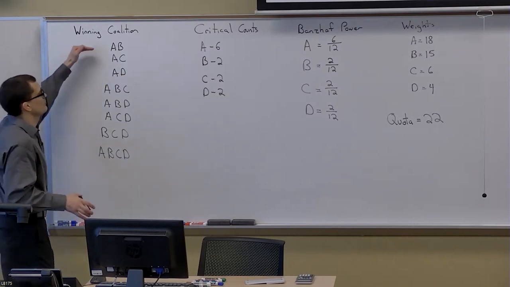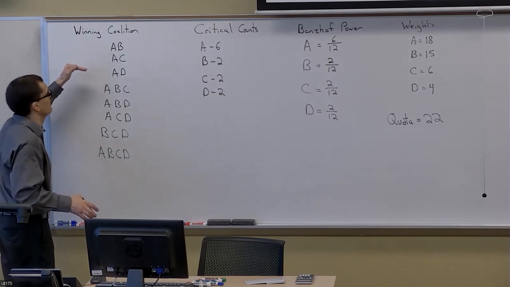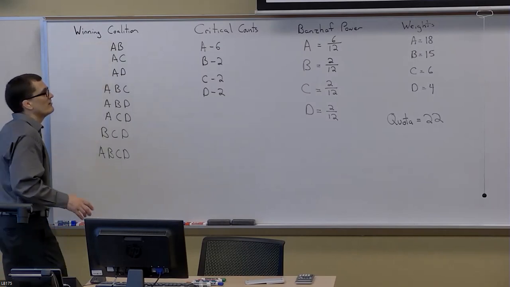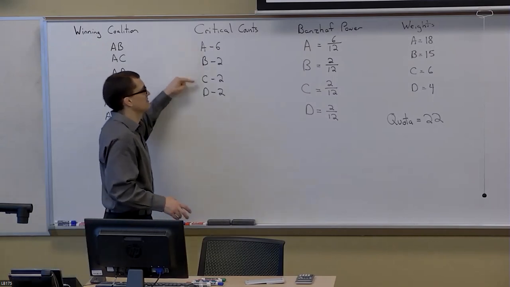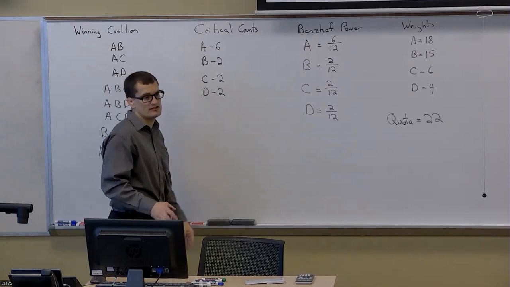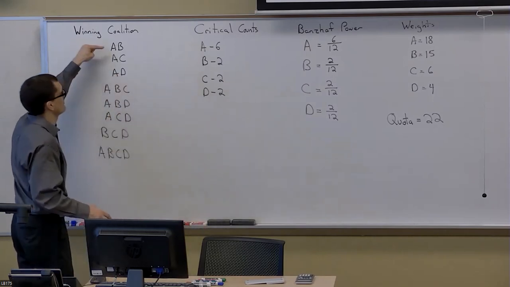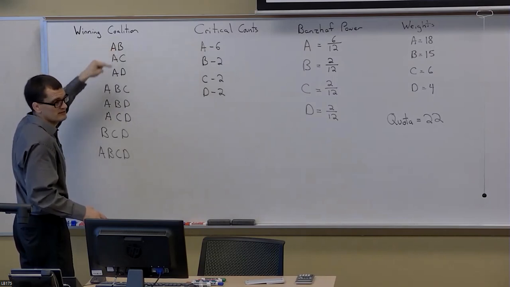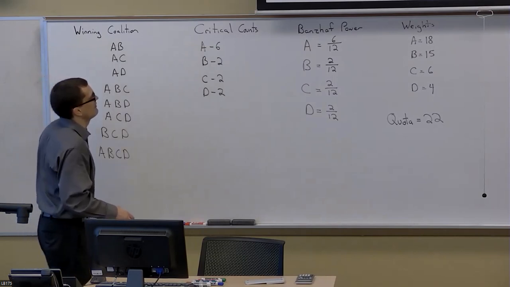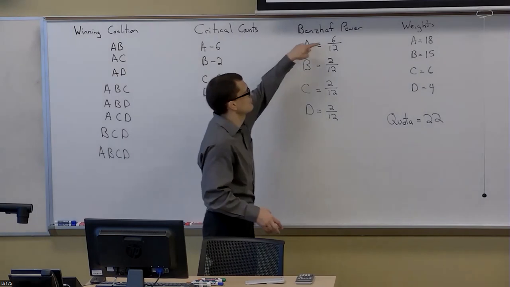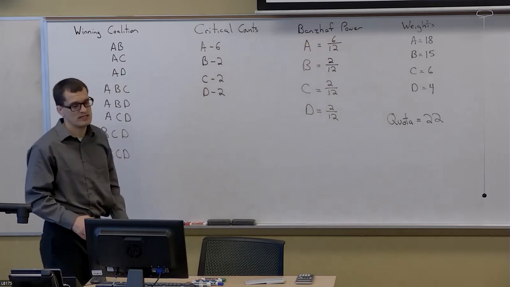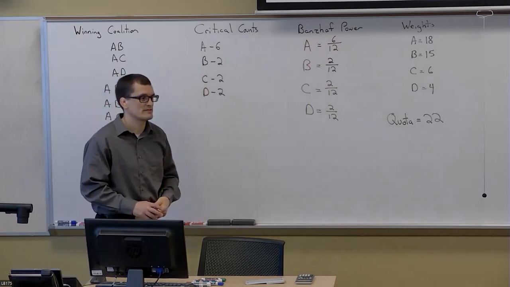So when calculating the Banzhaf power index, you list out all the winning coalitions. Figure out how many times each voter was critical. That takes a minute because you have to ask yourself, is A critical to this? Is B critical to this? You have to go through that whole table. And then once you've found those critical counts, critical count divided by the total sum of all the critical counts is the Banzhaf power index.